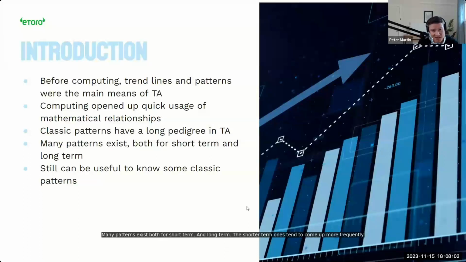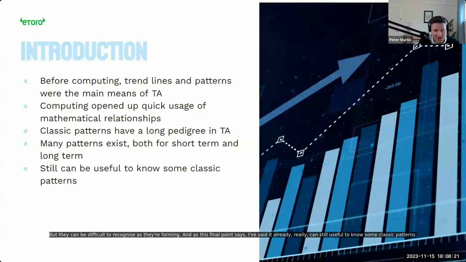Many patterns exist, both for short-term and long-term. The shorter-term ones tend to come up more frequently. They're not quite as useful as the longer-term ones. They are easier to recognize as well. Longer-term ones tend to have a bit more reliability, but they can be difficult to recognize as they're forming.